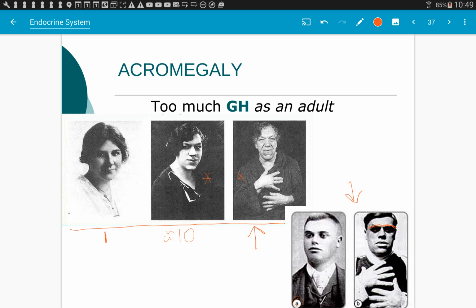Now, notice how both of these pictures are from a long time ago? Yeah, this is something that we can catch and take care of now. So we don't see examples, at least in first world countries like America, where we have good health care. You may find people in other countries where health care is inaccessible or too expensive. You may find examples of that occurring in places like that.